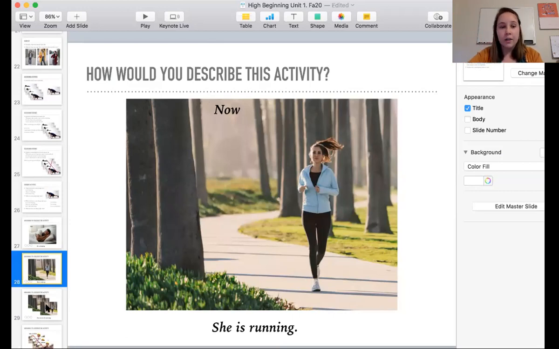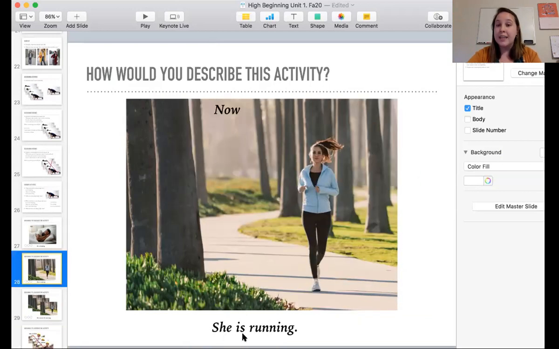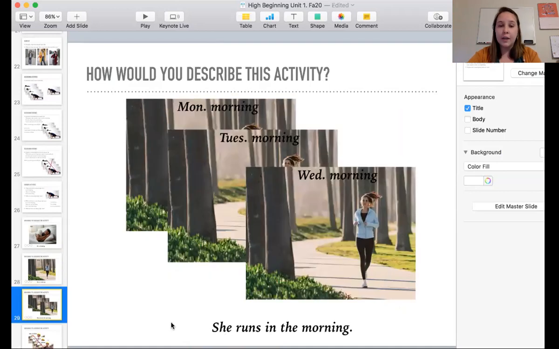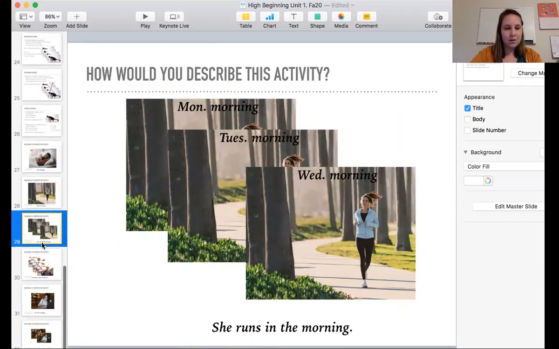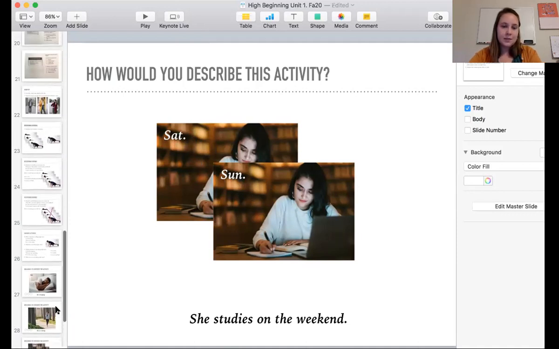Now, if it happens regularly, we could say she runs in the morning. So right now, she is running. If it happens regularly, she runs in the morning. It happens on a regular basis. Good. Then another example, she studies on the weekend. So it happens regularly on the weekend. Good.